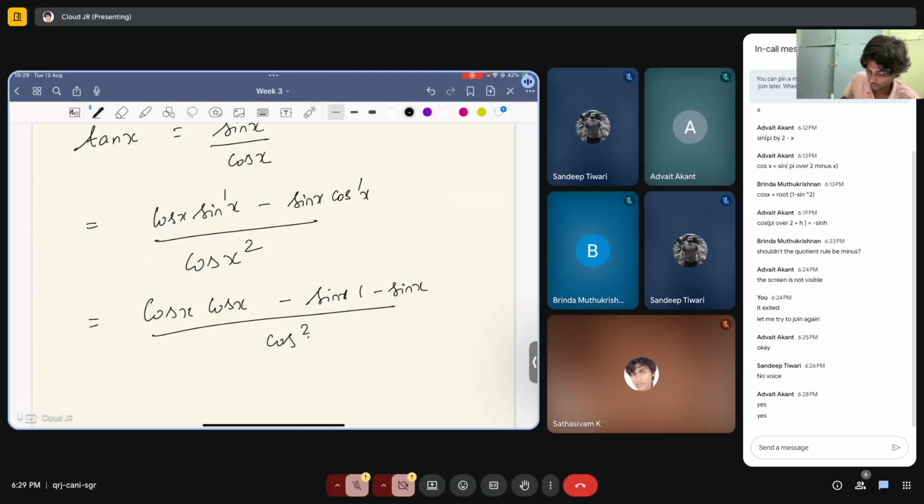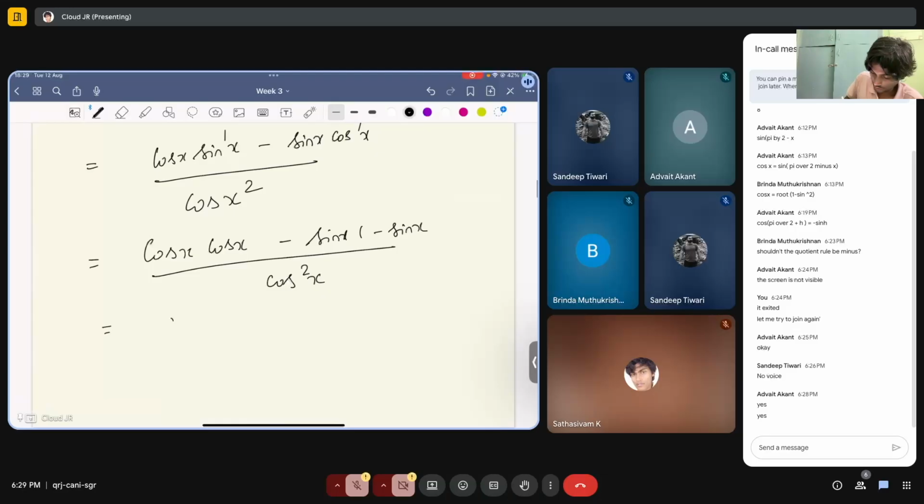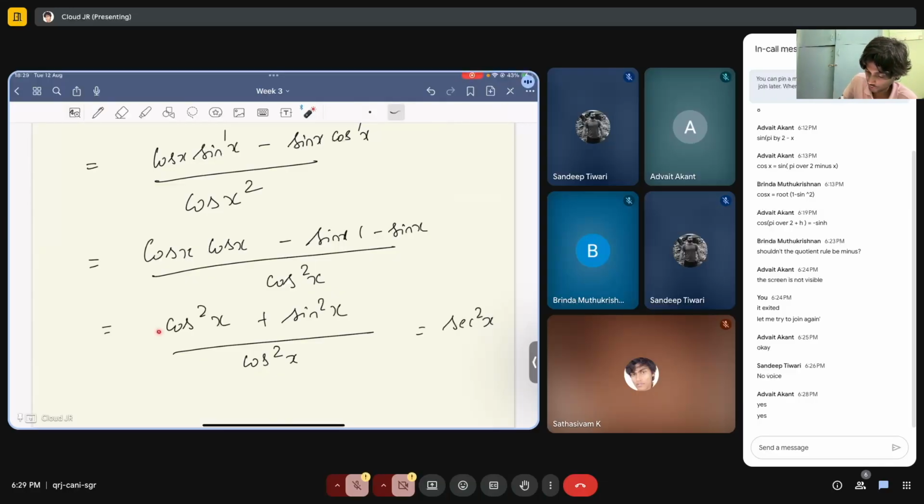So this is cos square x. So what you get is cos square x plus sin square x by cos square x. So this is nothing but secant square x, right? Because sin square x plus cos square x is 1. So this is 1 by cos square x, which is secant square x.